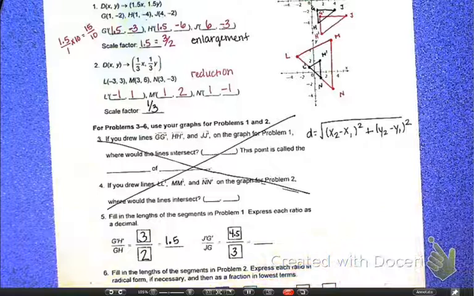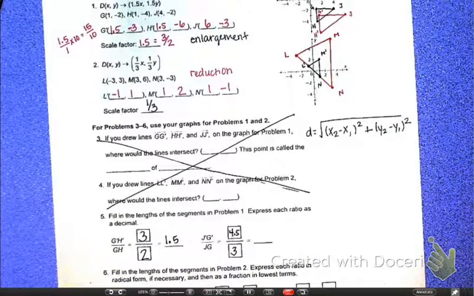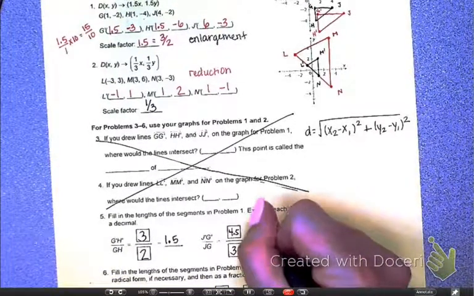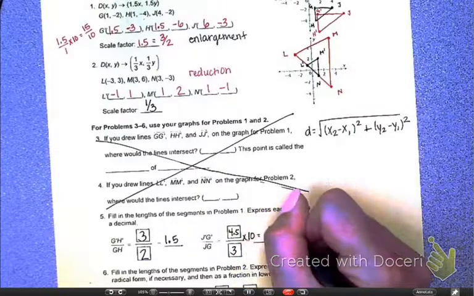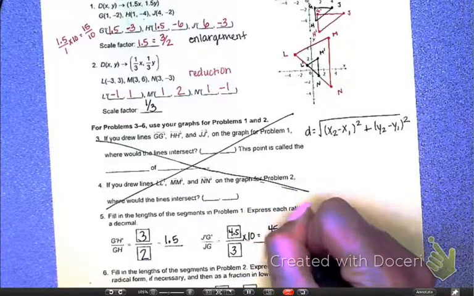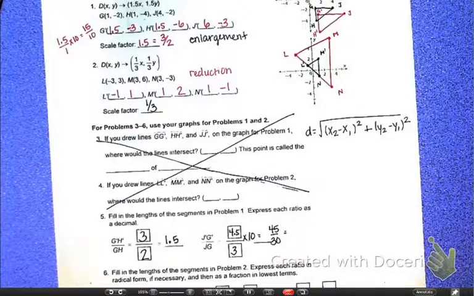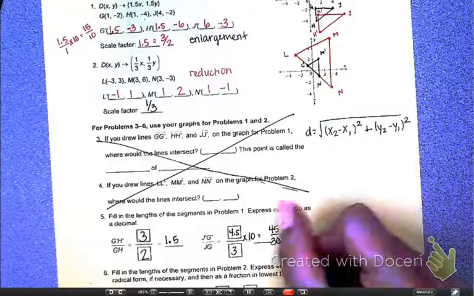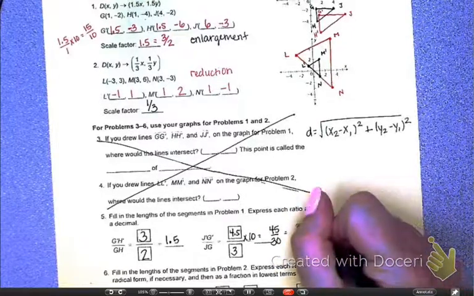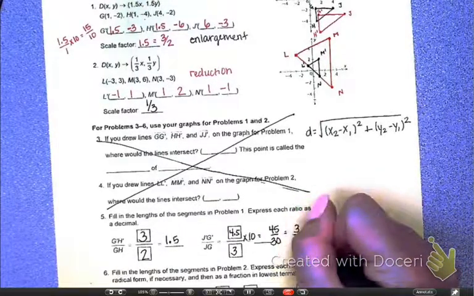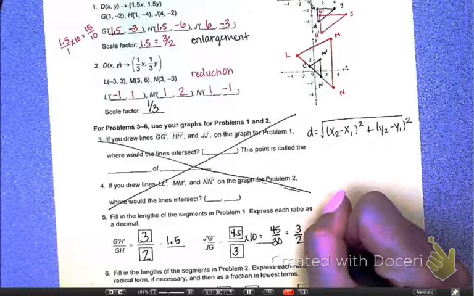Now, I don't like that decimal. How would I change it? Multiply by 10. So that's 45 over 30. And what does that reduce to? What's the biggest number that goes into 45 and 30? Higher. Higher. Higher. Higher. 15. 15 goes into 45 3 times. It goes into 30 twice, which is the same as 1.5.